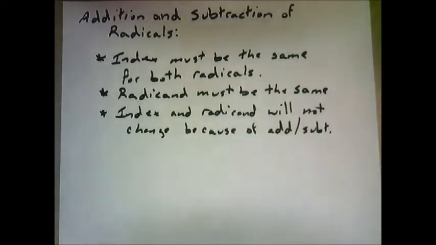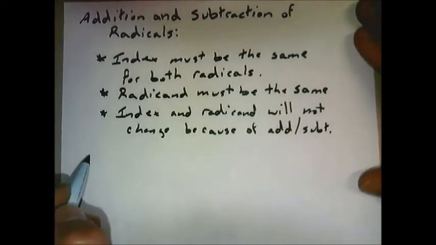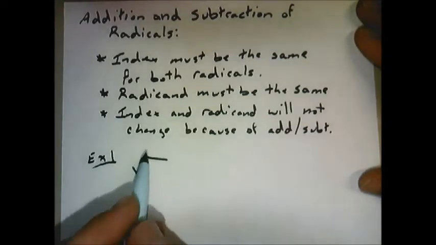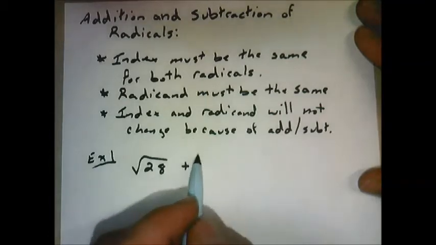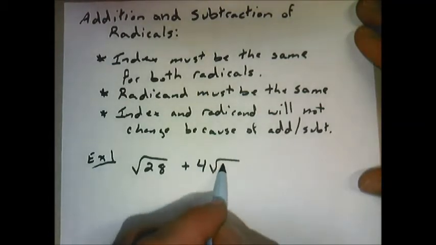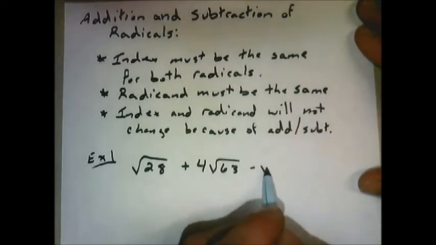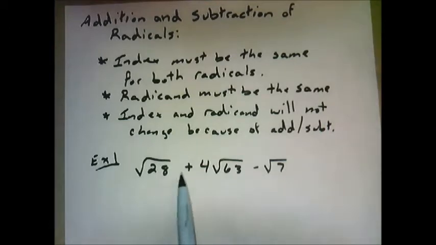Now we will be able to see that we can simplify some of our radicands, in which case we'll want to go ahead and do so. So let's look at our first example. In example 1, let's take the square root of 28 and add to it 4 square roots of 63. And maybe, for good measure, let's subtract off the square root of 7. So here we have the addition of 2 radicals and the subtraction of 1 radical.